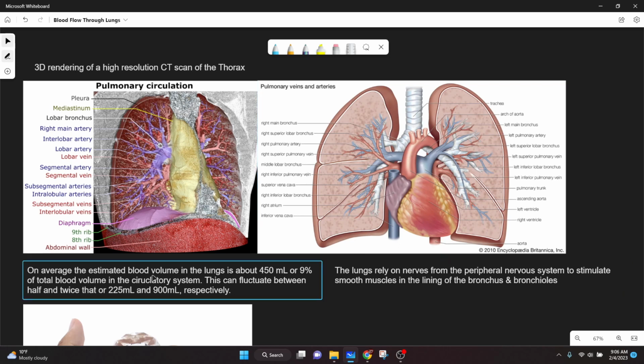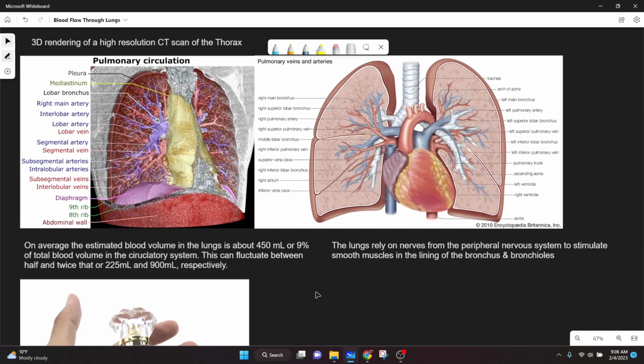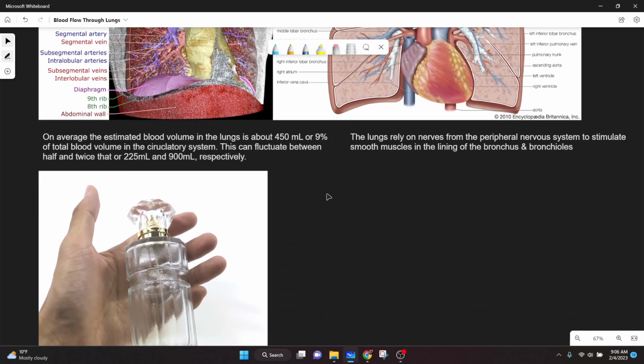On average, the estimated blood volume in the lungs is about 450 milliliters, or 9% of total blood volume in the circulatory system. This can fluctuate between half and twice that, or 225 milliliters and 900 milliliters respectively.